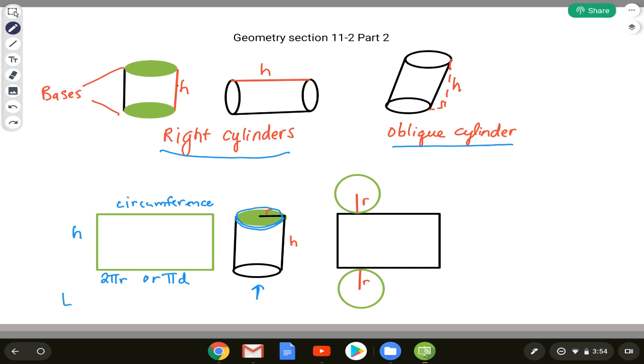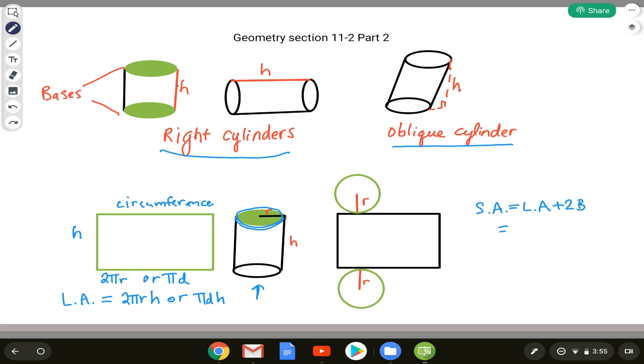So in this case, my lateral area will just be the circumference, so 2 pi r times h, or you could use pi times the diameter times the height. Either one of those will work for the lateral area. Now on the right side of my cylinder, I have also drawn in the bases that have a radius of r. So my surface area will be the lateral area plus 2 times the area of the base, since there are 2 of them.